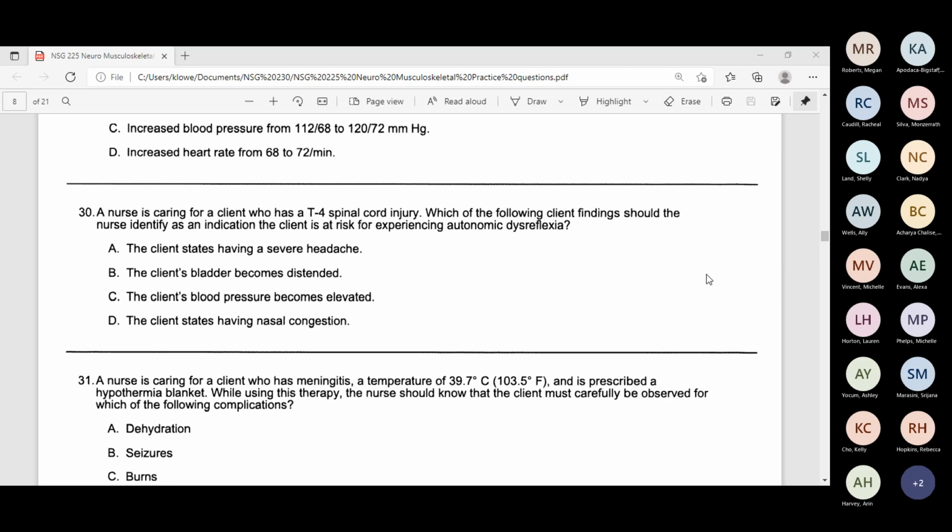It occurs in clients with a spinal cord injury at or above T6. It happens when there's an irritation or pain or stimulation to the nervous system below the level of injury. There are many kinds of stimulation that can precipitate autonomic dysreflexia, but one of those that we think about has to do with the bladder. The inability to empty the bladder is one of those with autonomic dysreflexia.